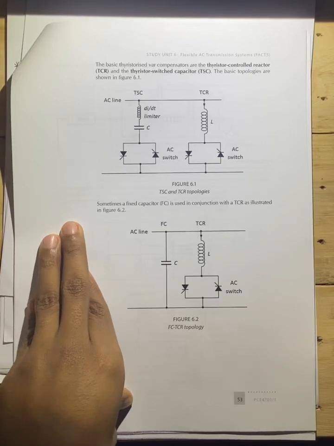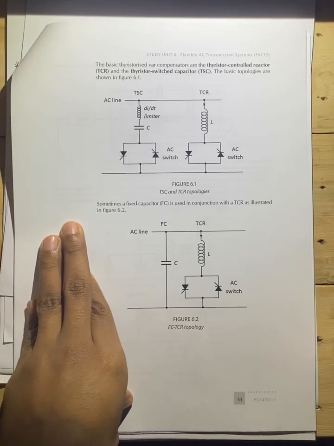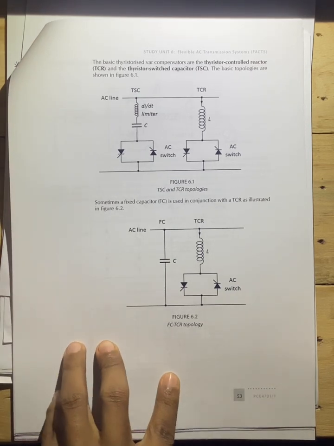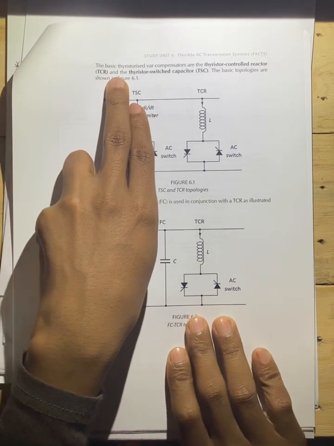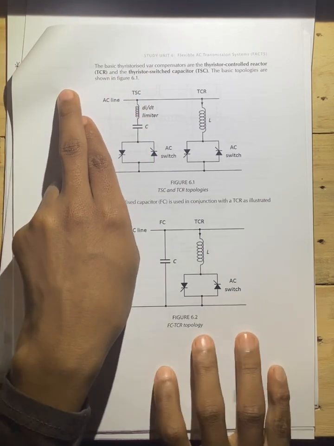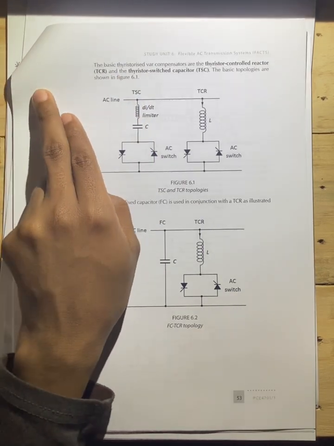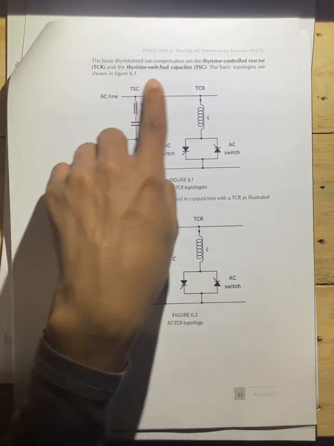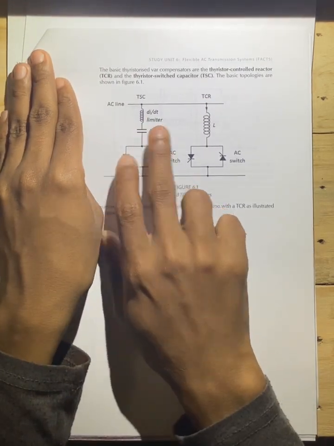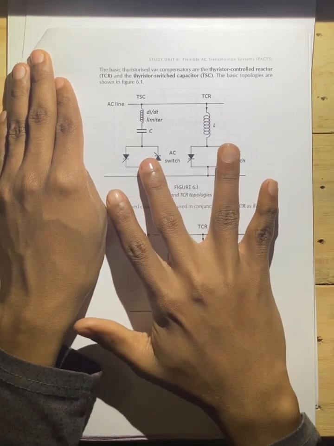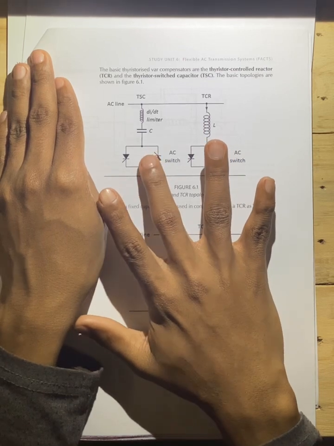Okay, right. So we are going to continue with flexible AC transmission systems. The basic thyristorized VAR compensators are the thyristor controlled reactor and the thyristor switched capacitor. It is basically your TCR and your TSC. Here's your TSC, here's your TCR. Your TSC is what we call your thyristor switched capacitor.